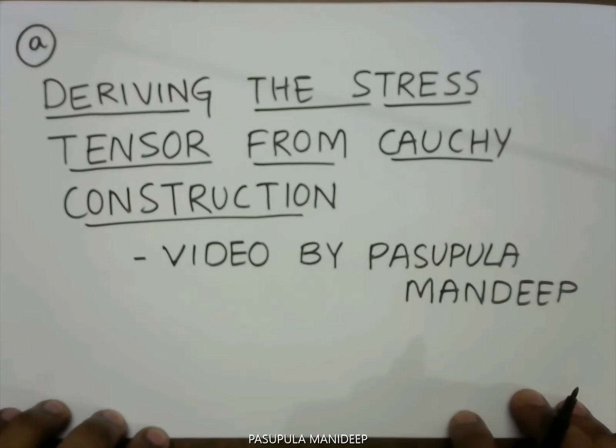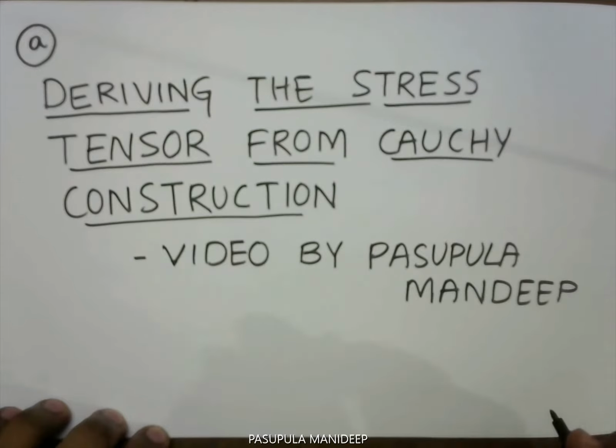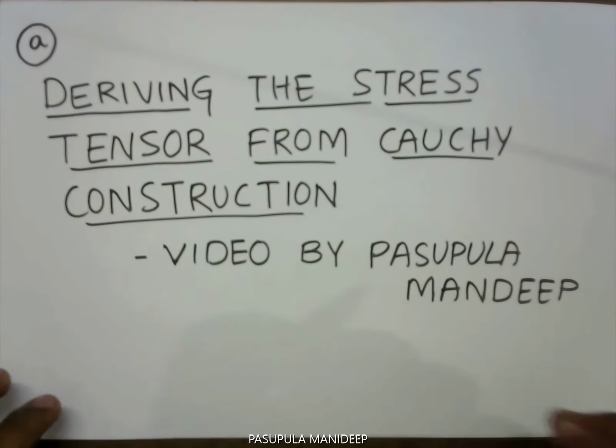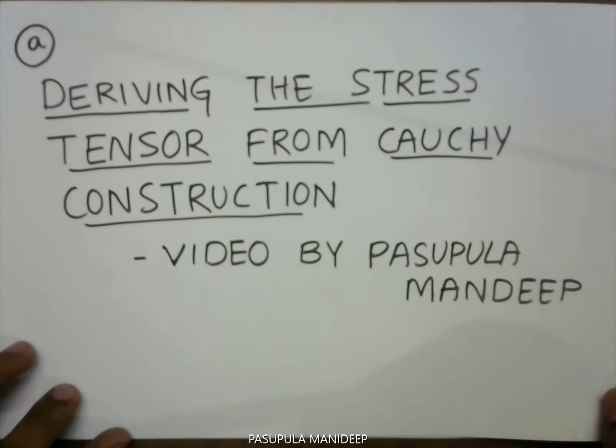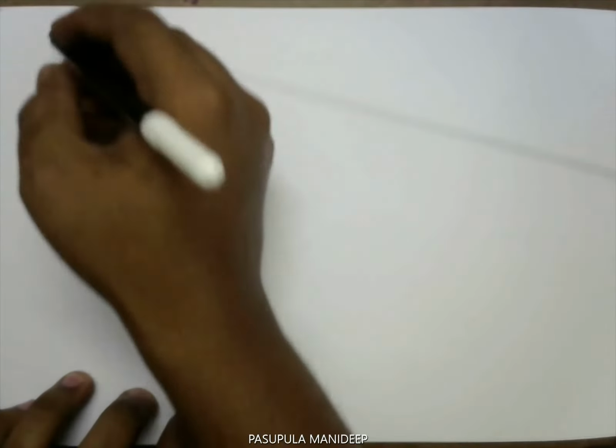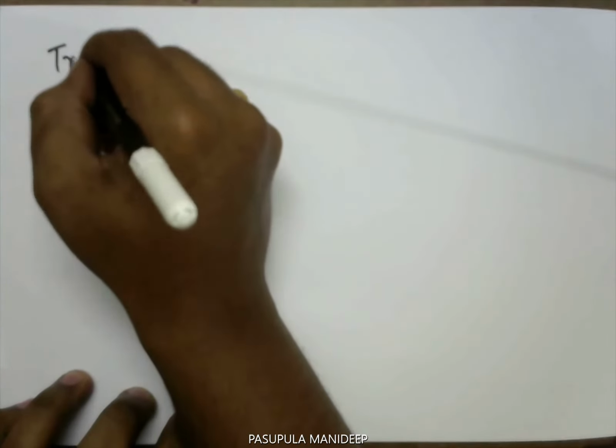This is Pasupula Manideep. I am making this video to explain the derivation of the Navier-Stokes equation starting from the force balance equation. In this derivation, let us start first by deriving the stress tensor from Cauchy construction. Before going to the stress tensor by Cauchy construction, let us know about a small thing called the traction vector.